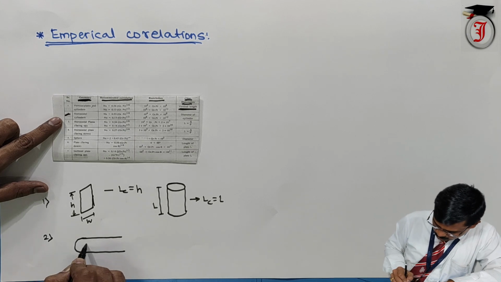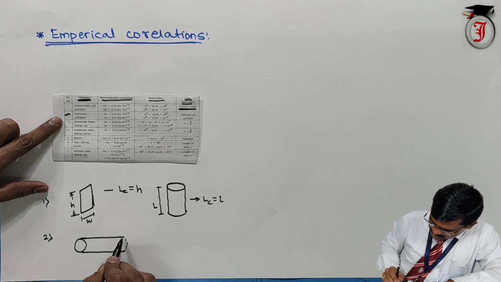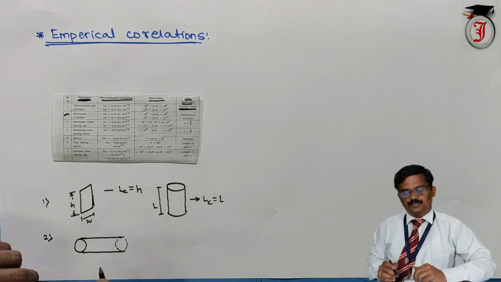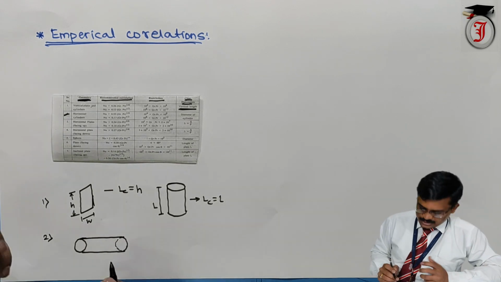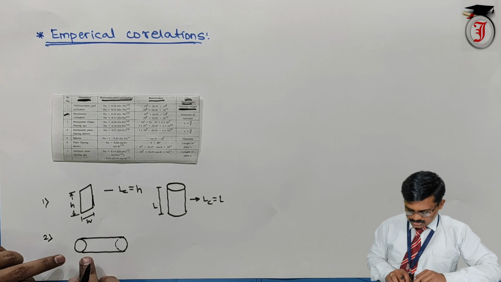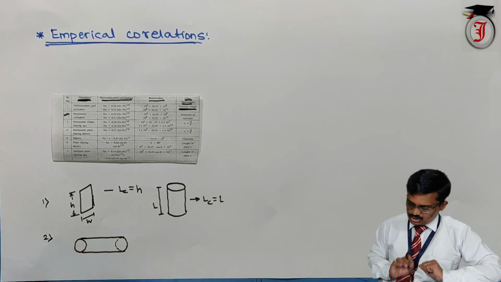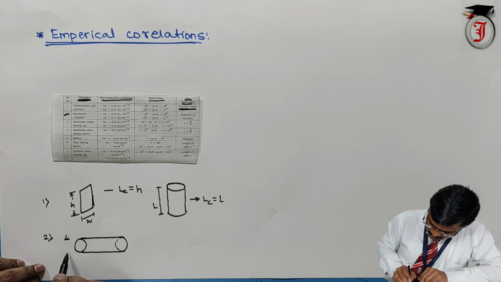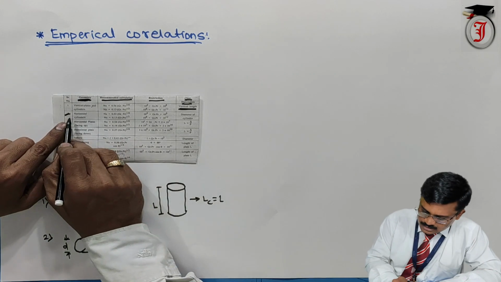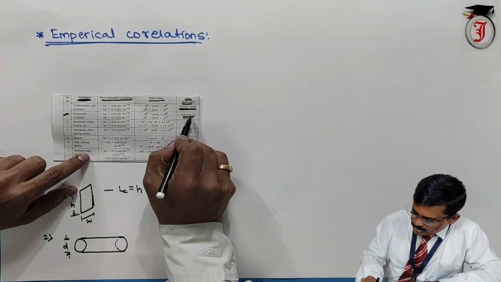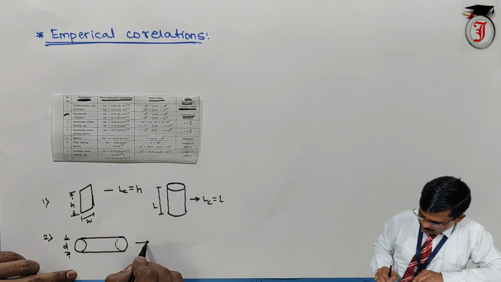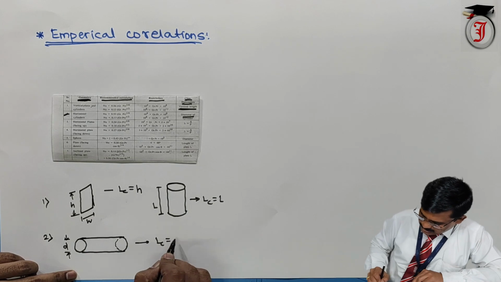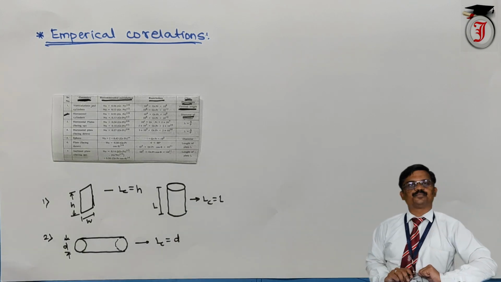Now the second case, if the cylinder is horizontal. In many examples we have a horizontal cylinder like a pipe, where fluid is flowing through the pipe or over the pipe. Let us consider D is the diameter of this horizontal cylinder. For a horizontal cylinder, the diameter is the characteristic dimension, so the characteristic length is equal to its diameter.